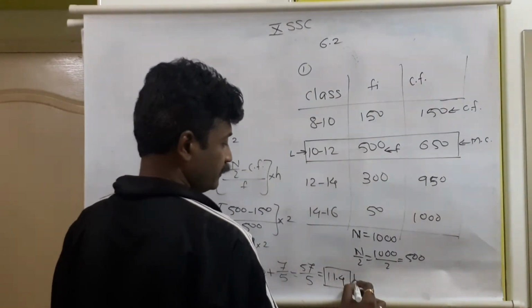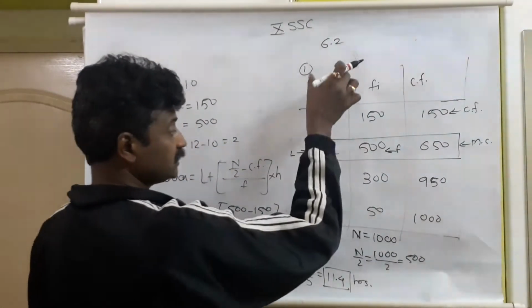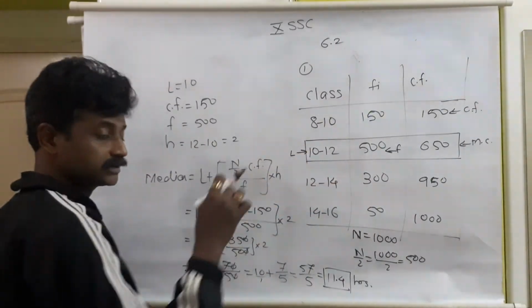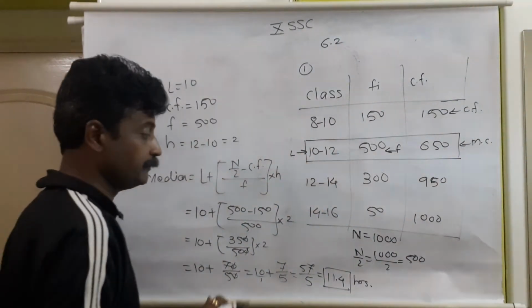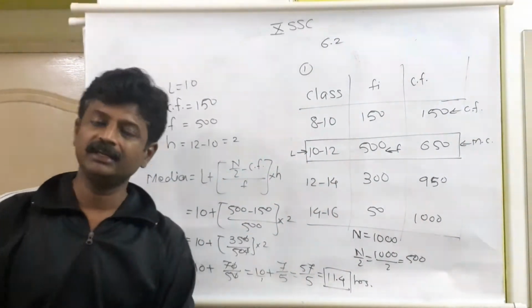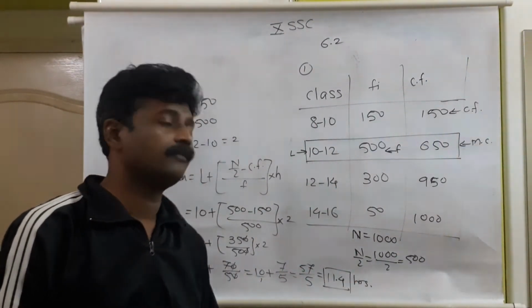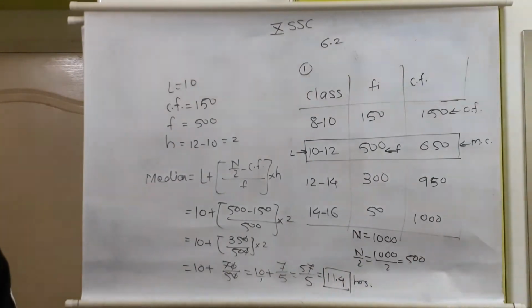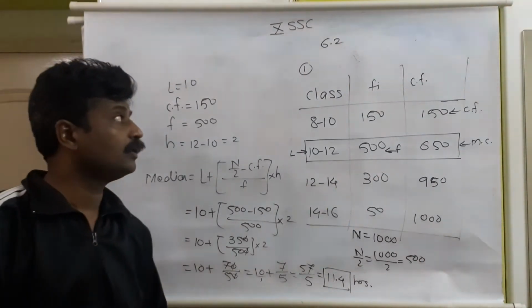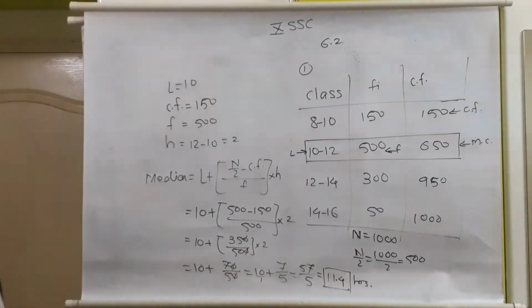So 11.4 hours, because these are the number of hours in a day the workers are working. So on average, the median hours the workers are working is 11.4 hours, which means maybe 11 hours and 40 minutes. In this way we have the solution for the median of 6.2, question number 1. I hope you people understood it. That was the first sum. Now let us continue with the second sum.